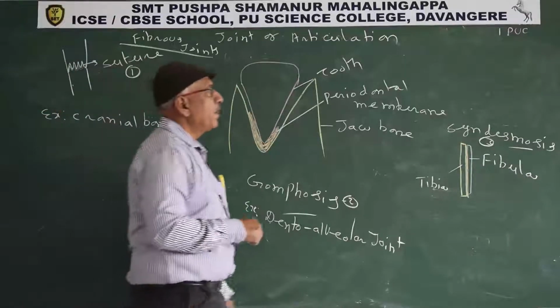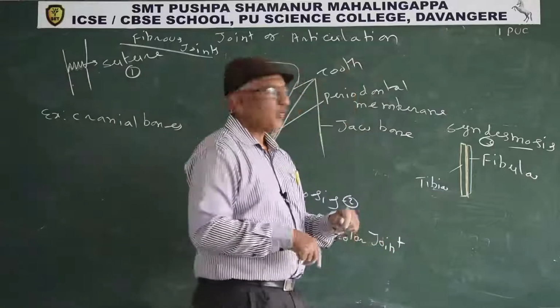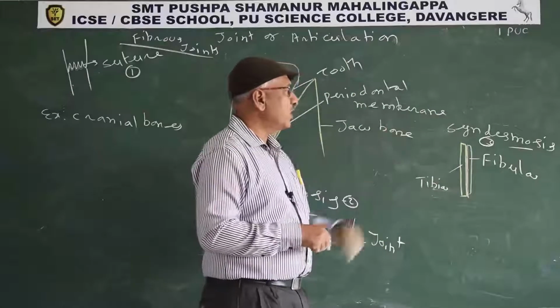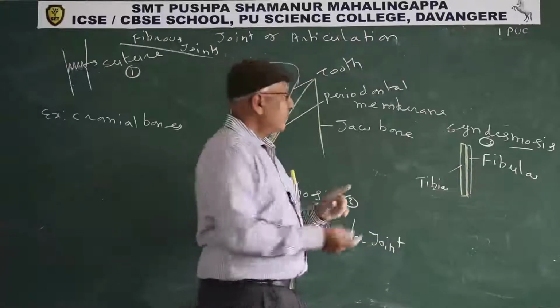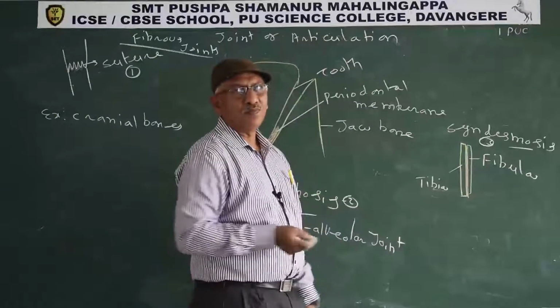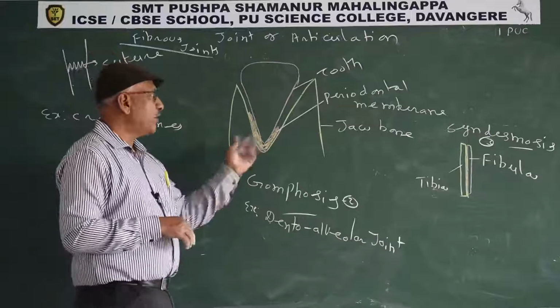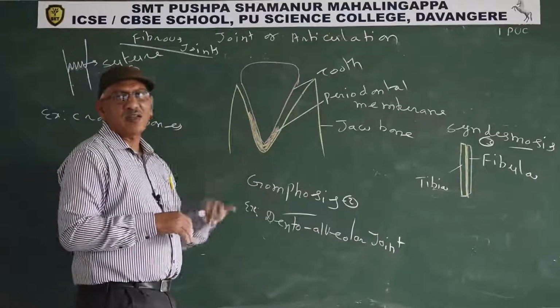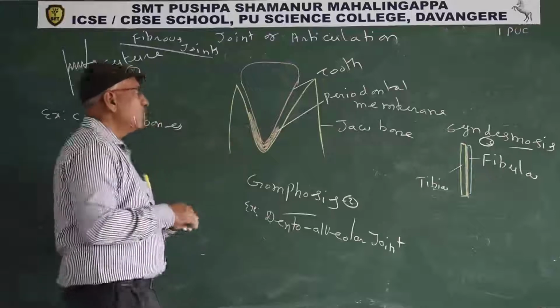If the fibrous joint is present lengthwise between the two bones, it is known as syndesmosis, between tibia and fibula. This joint slightly allows the movement of the two bones. In gomphosis, the periodontal membrane is the dense irregular connective tissue present between the jawbone and the tooth.